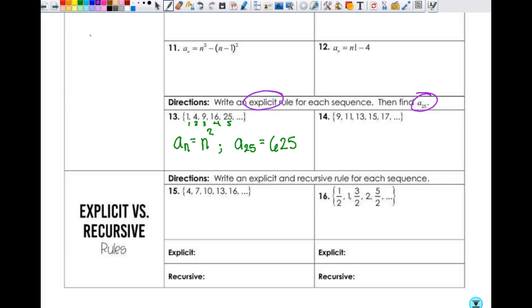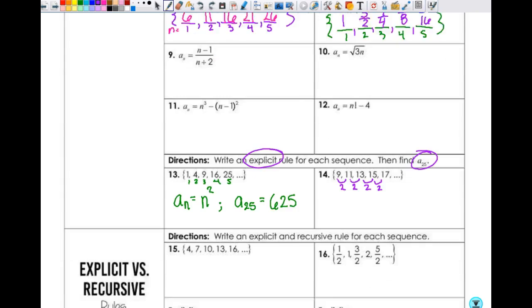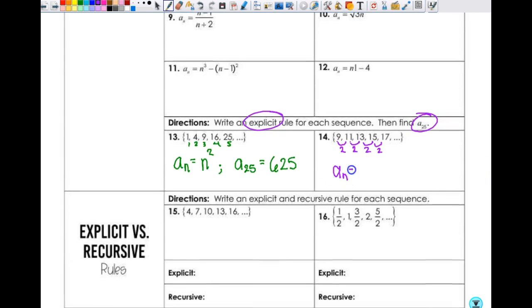All right. So now let's look at this one. Look at this. What are the differences here? 2, 2, 2, right? And remember how I showed you up here? These differences match that number right there. So that means that this is going to be a sub n equals 2n something, right? So if I'm going to look at this, if the term number is 1, 2 times 1 is 2. What do I have to add to that? 7. And so then you can test that out for the second one. 2 times 2 is 4 plus 7 is 11. 2 times 3 is 6 plus 7 is 13. Okay, does that make sense?